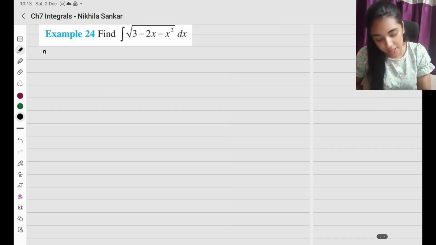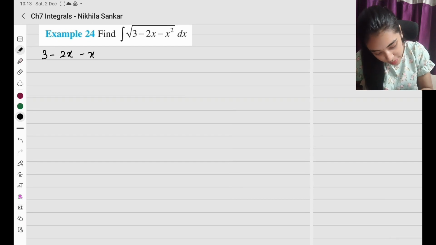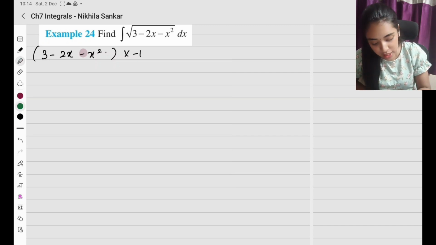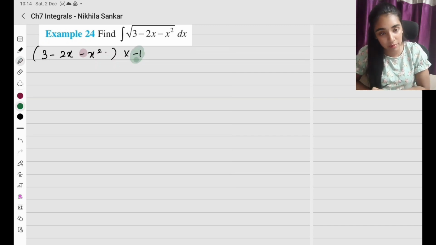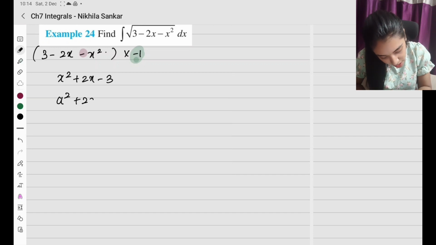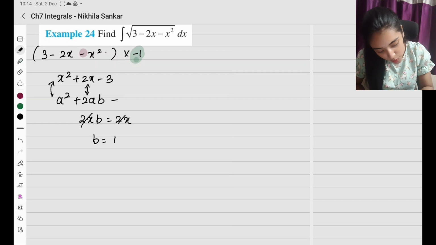Example 24. So I have 3 minus 2x minus x square. For simplicity, I am going to multiply this by minus 1 because I don't want the coefficient of x square to be minus. So I multiply by minus 1, but in the end I have to divide again by minus 1. Always remember. So how does my question change? X square plus 2x minus 3. So when I complete the square, I have a square plus 2ab. I need to know what my b square is. A equals x. So when I compare these two, I have 2x times b equals 2x. Again 2x cancels, b equals 1. So plus 1 square minus 1 square minus 3.